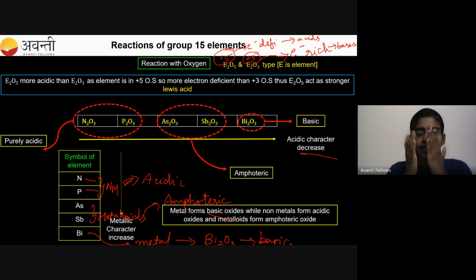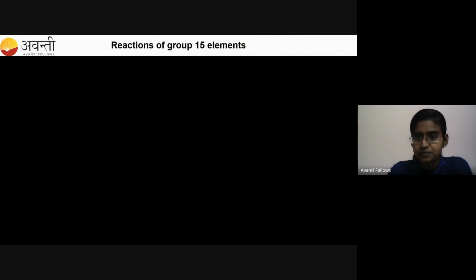So in the question, you can get something like this: which among the following is the only basic oxide from group 15 elements oxide? Okay. So you have to select the bismuth oxide. So this type of question can be asked. Just read. That's enough. Nothing to do with the concept. Just read what is there. That is enough. Just kind of information only. These are all informatory type of concepts only. Okay. This is about the reaction with oxygen.